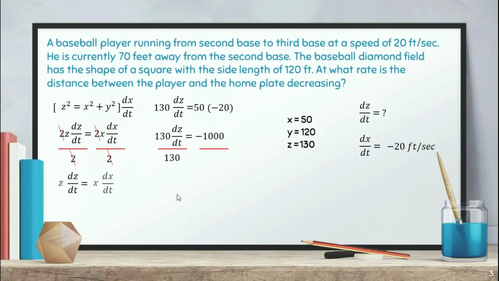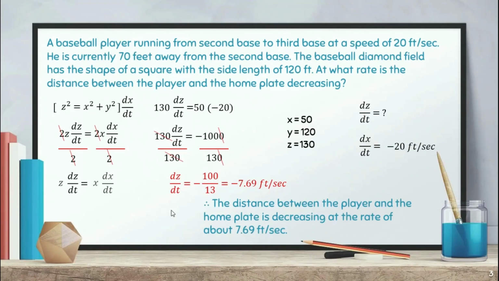Let us divide both sides by 130. So this one we will cancel our 0. So we have our dz over dt is equal to negative 100 over 13, or negative 7.69 feet per second. So therefore, the distance between the player and the home plate is decreasing at the rate of about 7.69 feet per second. So we will not include the negative sign because it was stated that it is decreasing.